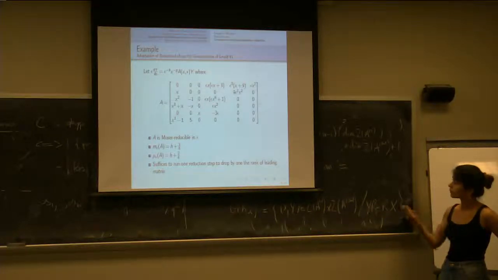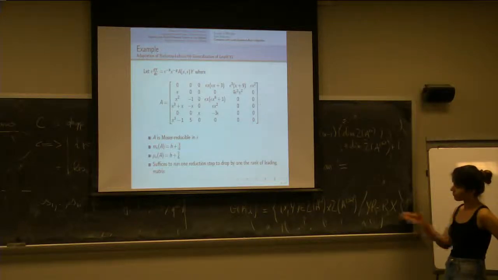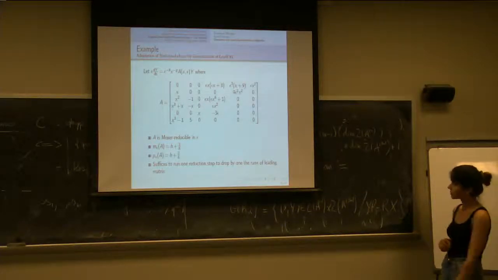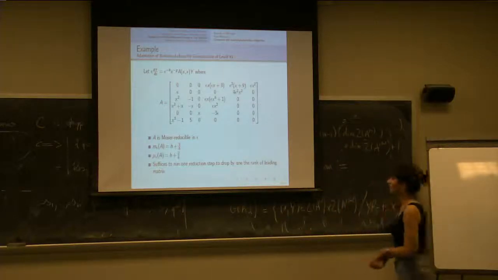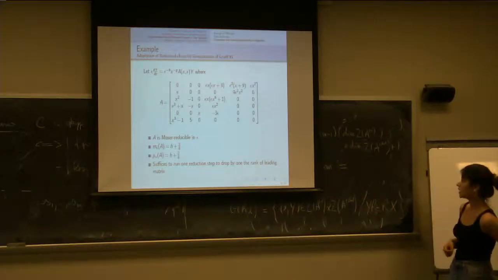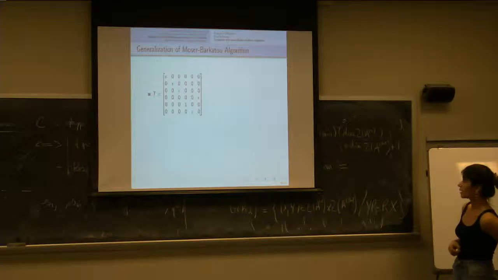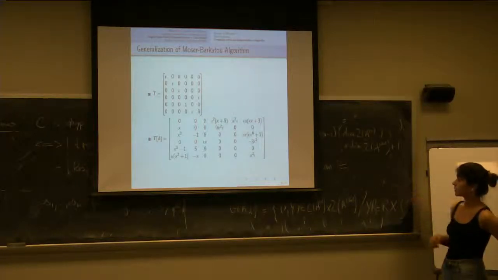And if you compute the Moser rank, it will be (h plus 3) over 6, whatever h is. I already know the Moser invariant, the epsilon invariant, so I just put it to see that it is sufficient to run only one reduction step to drop the rank of the leading matrix. So now I will show the effect of running only one reduction step. If we use the generalization of the Moser-based algorithm, this is the transformation T, and this is the matrix of the resulting equivalent system.